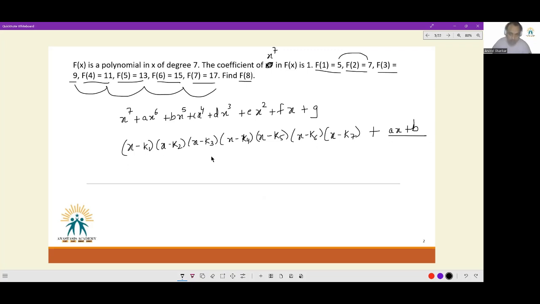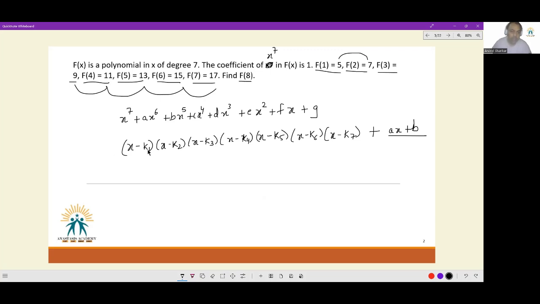And now, see this wonderful thing. There are 7 numbers, or 7 brackets, that are multiplying, and a linear quotient. Only this linear part is giving me 5 and 7 and 9 and 11 and 13 and 15 and 17. This portion gives me 0.